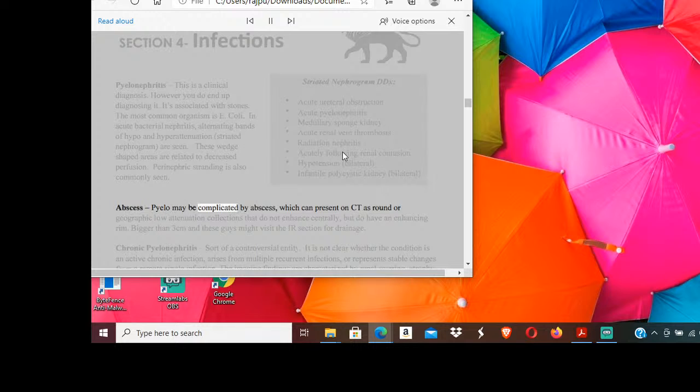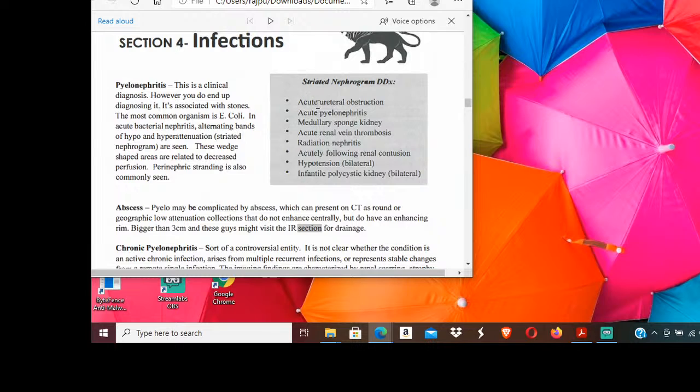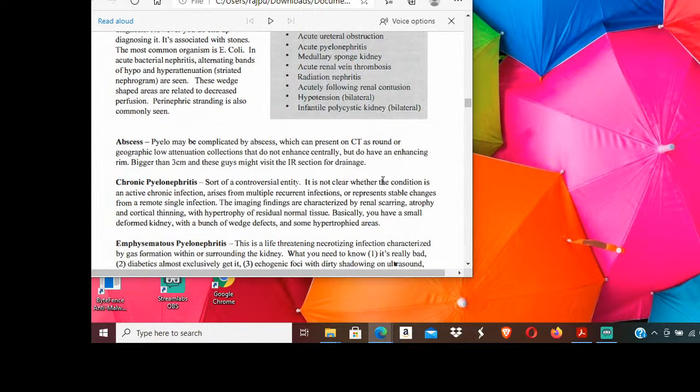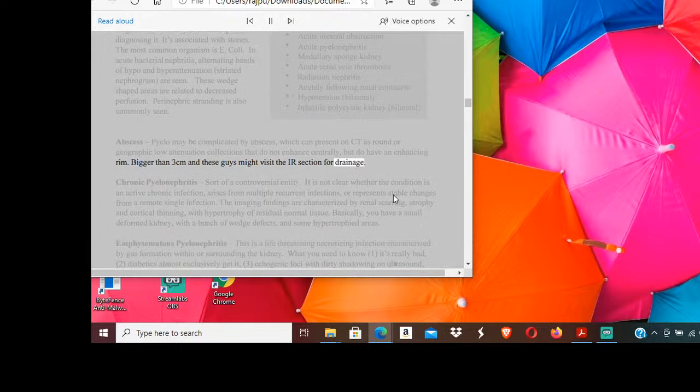Abscess: pyelo may be complicated by abscess, which can present on CT as round or geographic low attenuation collections that do not enhance centrally, but do have an enhancing rim. Bigger than 3 centimeters, and these guys might visit the IR section for drainage.